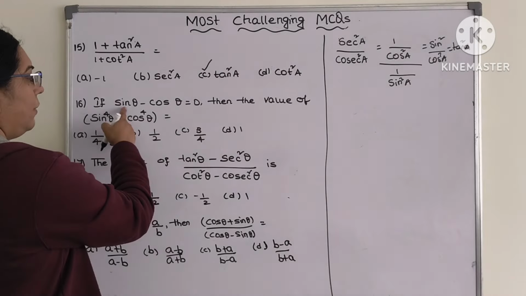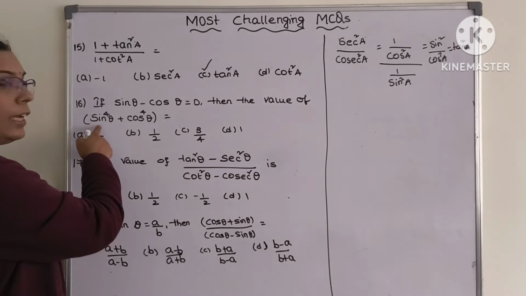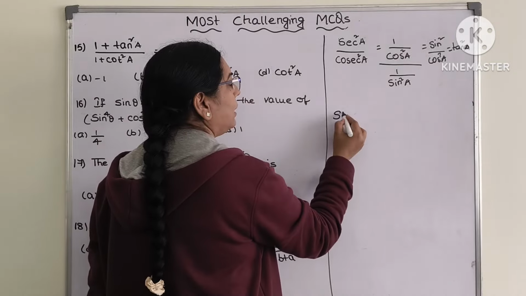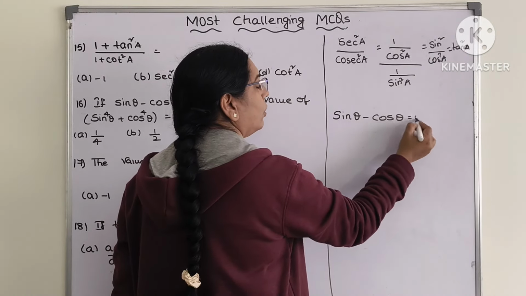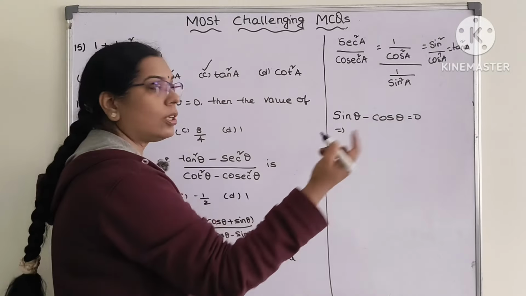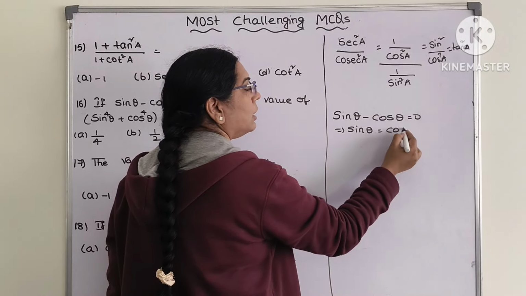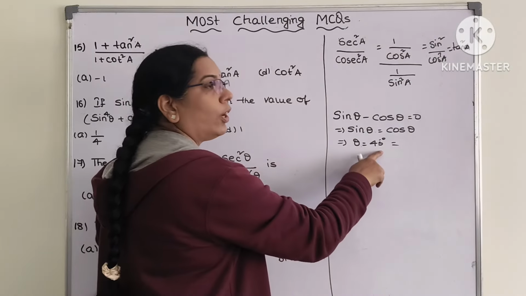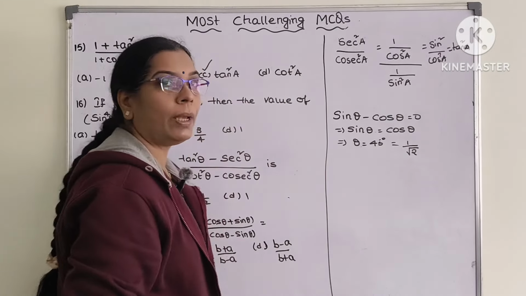The next one, if sine theta minus cos theta is 0, we have to find sine power 4 plus cos power 4. See, what is it that they gave? Sine theta minus cos theta is equal to 0. Take minus cos theta to the other side. Sine theta will become cos theta. At what angle? At an angle of 45, both sine and cos will have the same value of 1 by root 2.